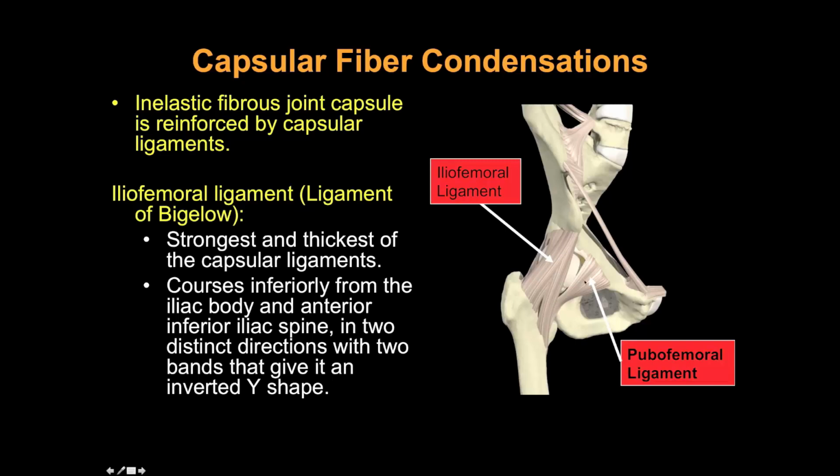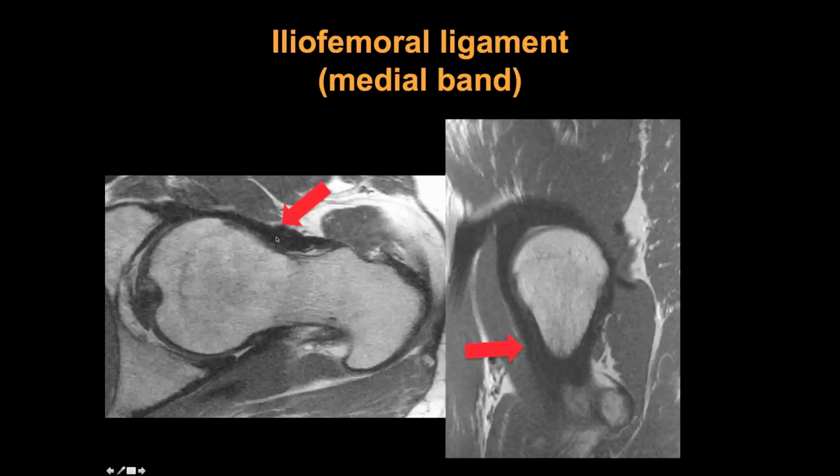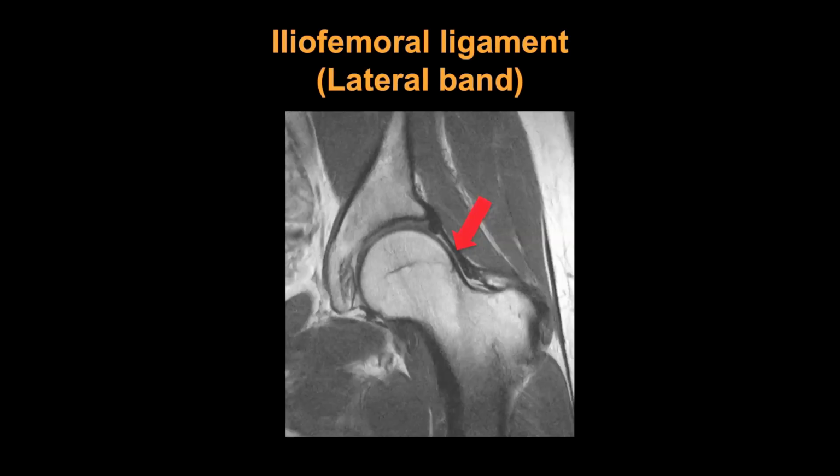Now more medially, we'll see a thinner ligament known as the pubofemoral ligament. So on axial images, this is the iliofemoral ligament of Bigelow. So here's the appearance on axial images of the iliofemoral ligament, the medial band, and here's the appearance of the medial band on a sagittal MR image. This is a coronal proton density image showing the lateral band of the iliofemoral ligament.